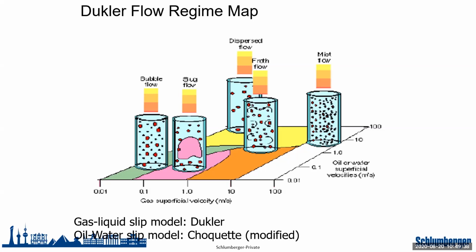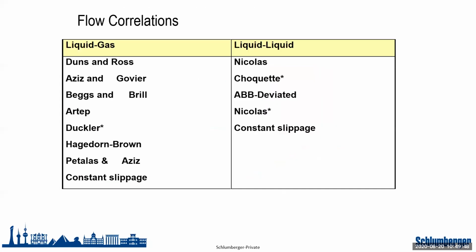Now, another very common and widely used model during interpretation, apart from Doppler, is Choquette. Choquette is basically an oil and water slippage model, yeah? Now, there are many correlations, same as I mentioned.